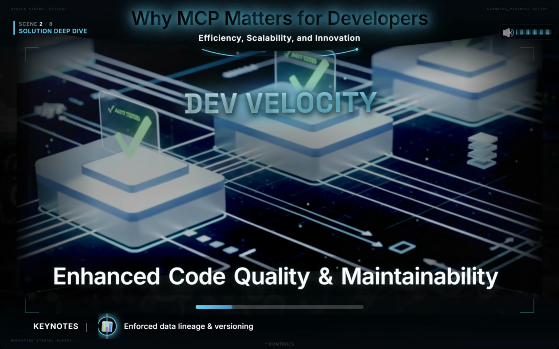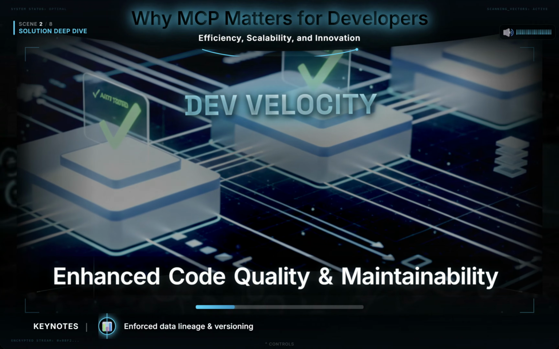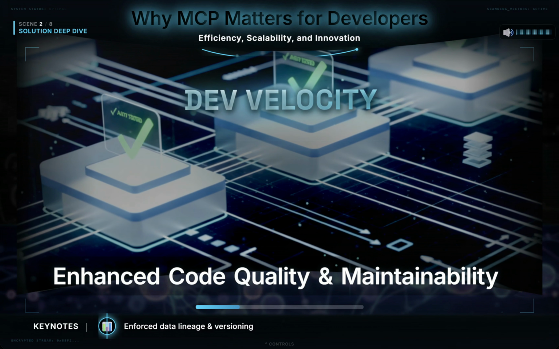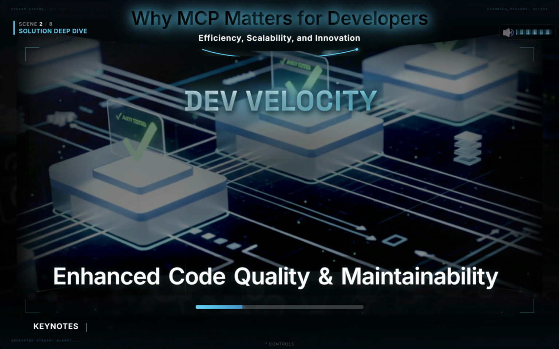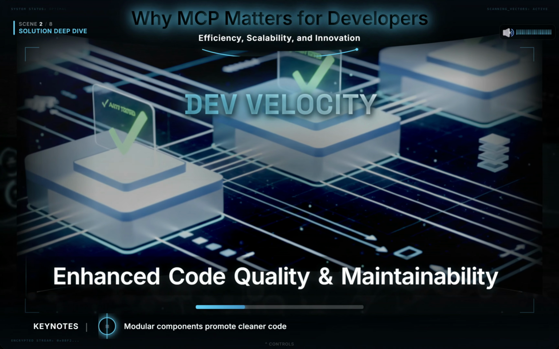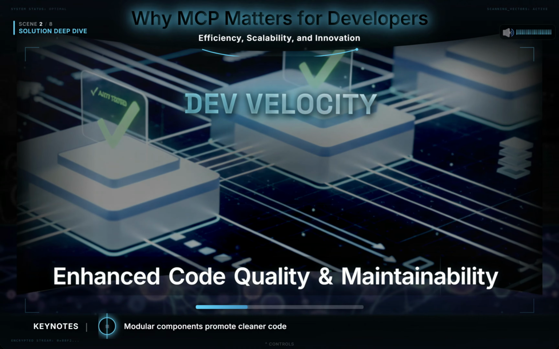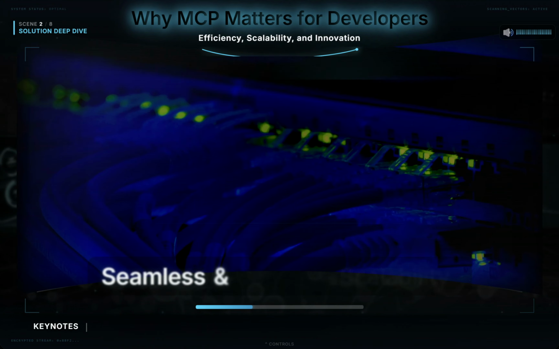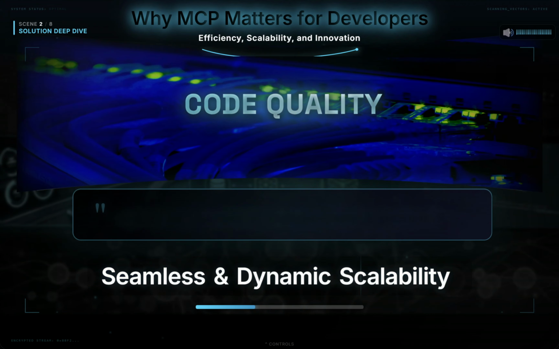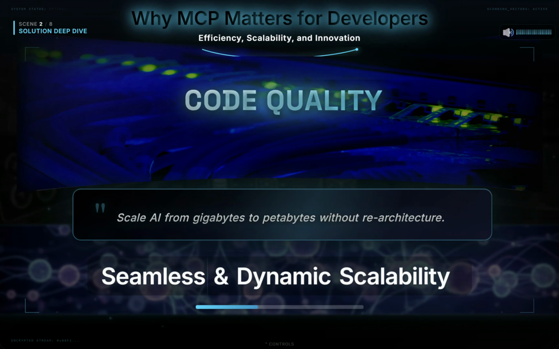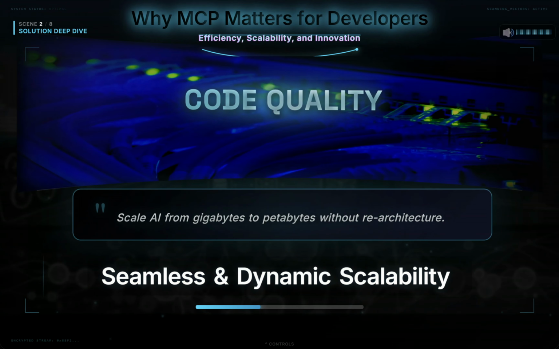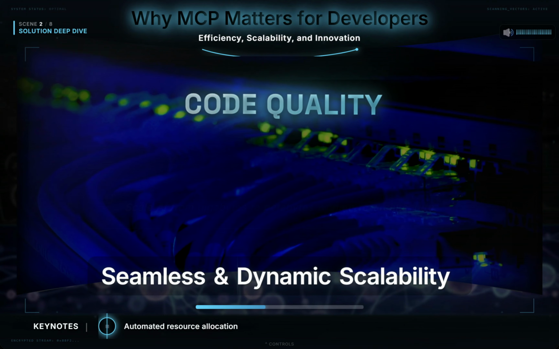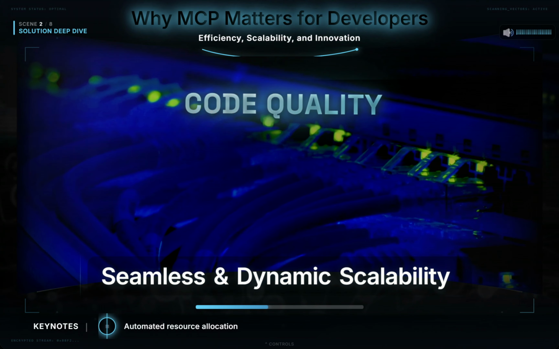This velocity doesn't come at the cost of code quality. In fact, MCP enforces best practices for data lineage, versioning, and model governance. This leads to cleaner, more maintainable codebases that are easier to debug, audit, and contribute to as a team. Scalability, of course, is paramount in AI. MCP handles dynamic resource allocation and horizontal scaling for your models and data pipelines automatically. Whether you're processing gigabytes or petabytes, MCP ensures your system scales without requiring manual infrastructure gymnastics.